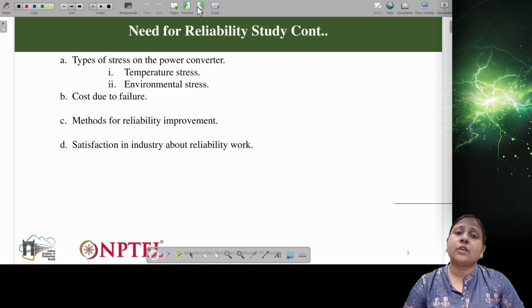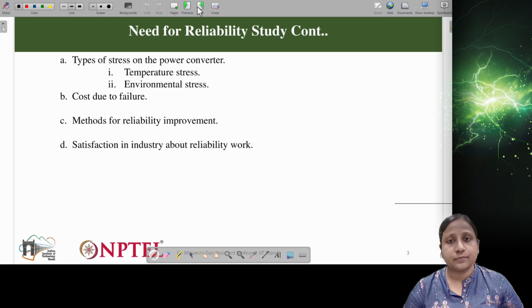We need to find out the stresses. What kind of stresses do we generally see in a power converter? Generally we see temperature stress, which actually comes from the power losses. When I showed you the analysis of the power converter, I showed how the temperature can rise, in the temperature calculation part and the heat sink design part. There you have seen that from power loss we can directly calculate the temperature which will arise in that particular device or system.